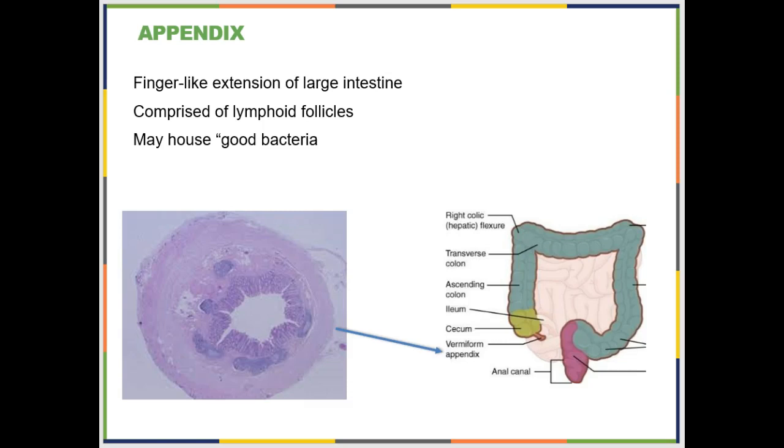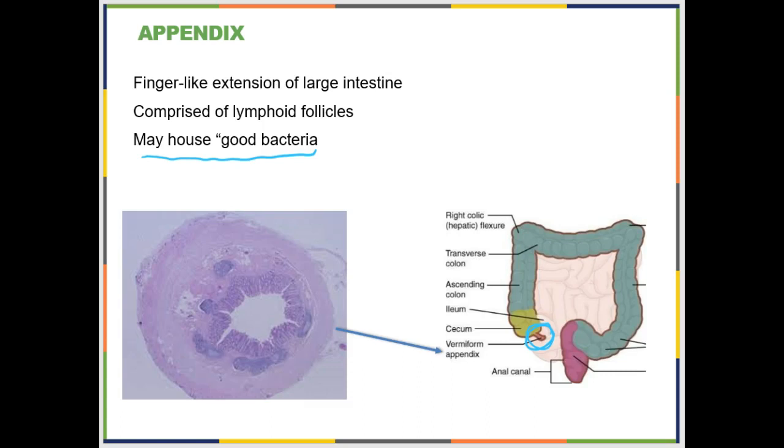Next up is the appendix. It is right here, a little finger-like extension that hangs off of that first pouch of your large intestine called the cecum. And you simply want to know that it is lymphoid tissue associated with your large intestine. This part right here may house good bacteria. This is what I would consider the growing scientific consensus.